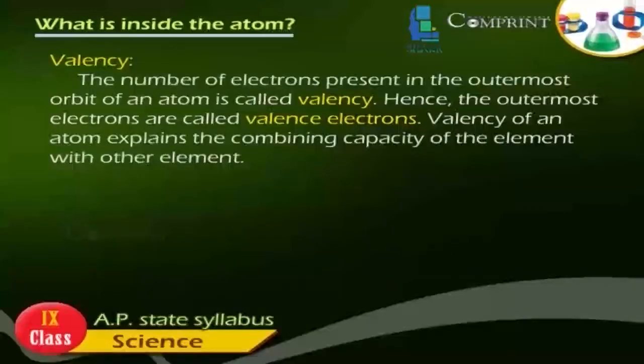Valency. The number of electrons present in the outermost orbit of an atom is called valency. Hence, the outermost electrons are called valence electrons. Valency of an atom explains the combining capacity of the element with other elements.